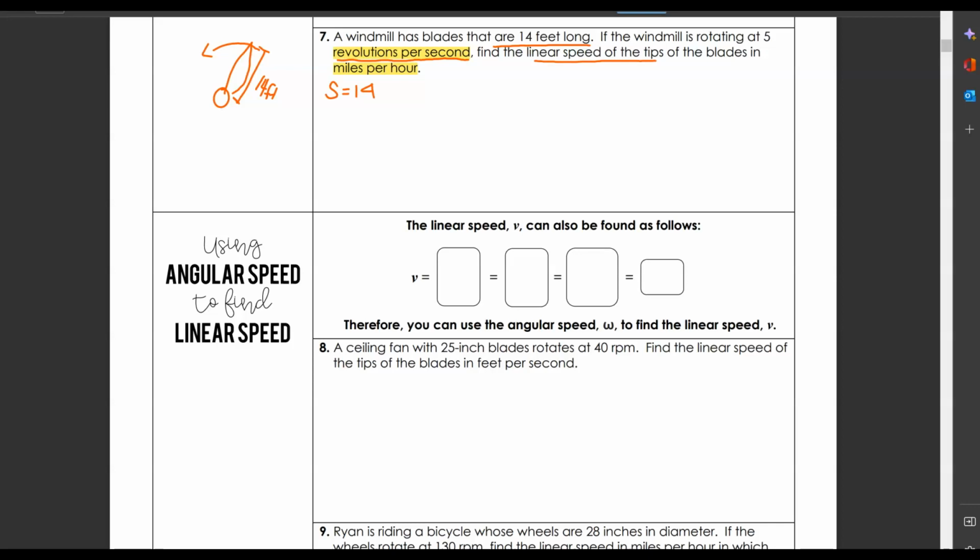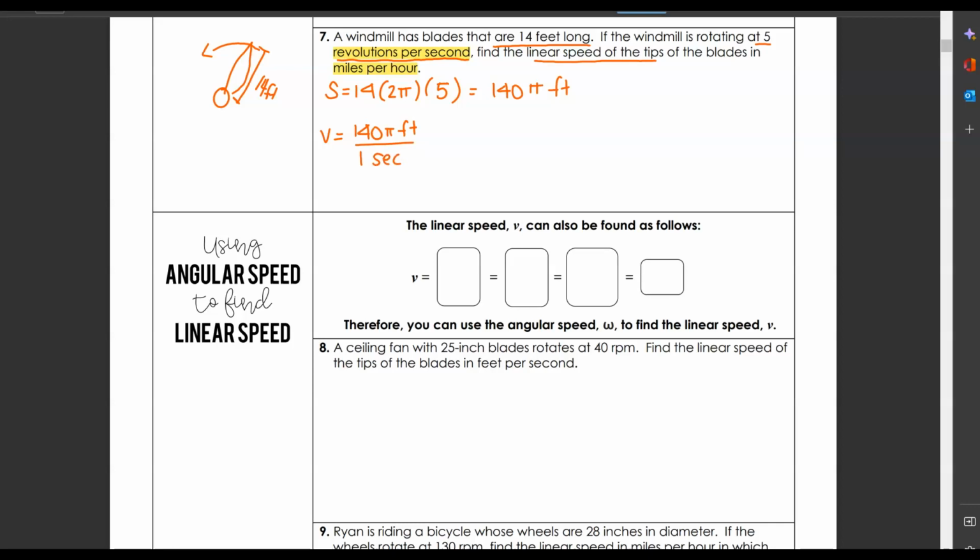And so therefore, we're going to multiply that by the 2 pi. And then because we're rotating about 5 revolutions per second, we're also going to multiply that by 5. So we end up with 140 pi feet. All right, so let's go ahead and calculate that linear speed. So I have v equals 140 pi feet all over 1 second.